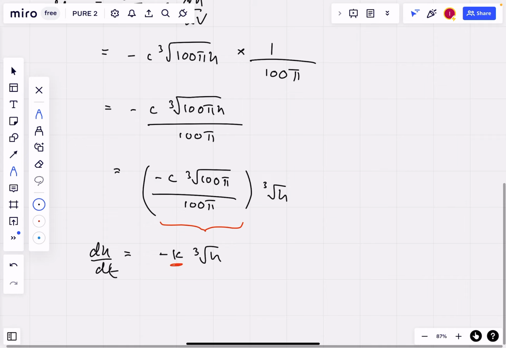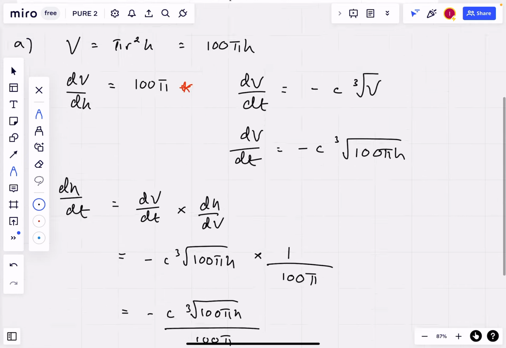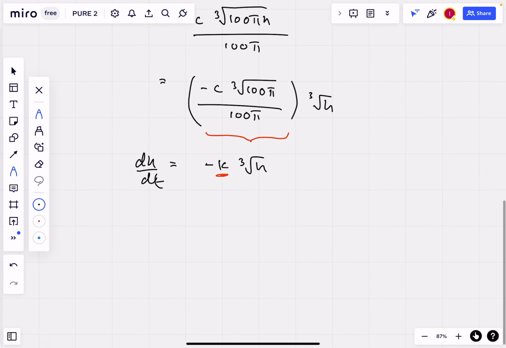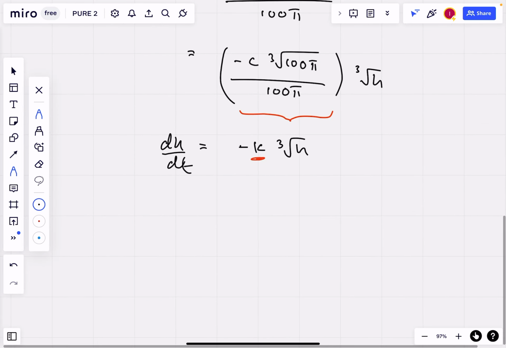And that is part A done. Right. Next. Show that the general solution of this differential equation may be written as blah blah blah. We have a differential equation here. We have dH and then we have a h. Technically, there's no t term, but we do have a k. We're going to use that to our advantage.